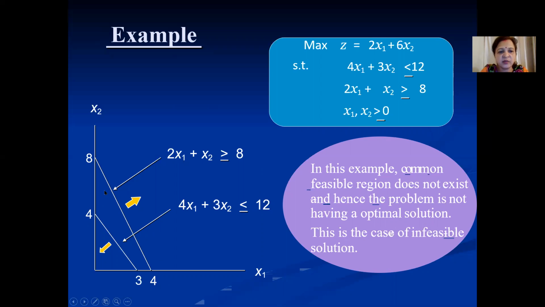So in this example, through the first condition we are getting this portion, and through the second condition we are getting the outside of this portion. So the common feasible region is not available. Hence the problem does not have an optimal solution, and in this case the solution is infeasible.